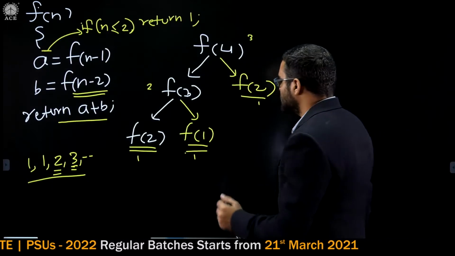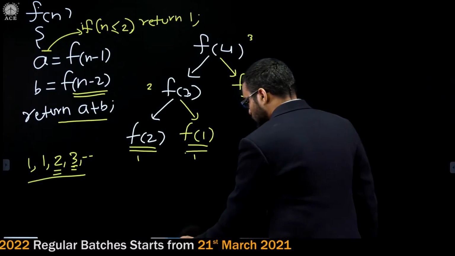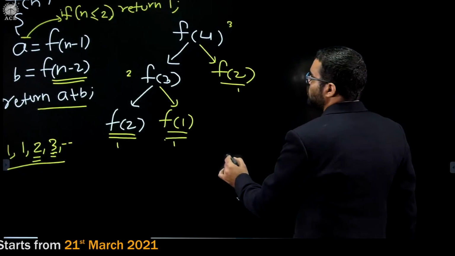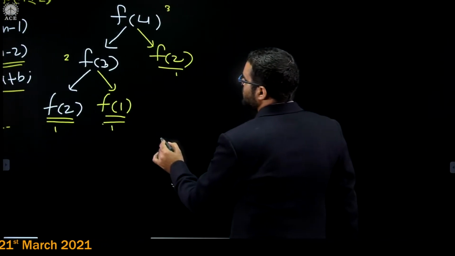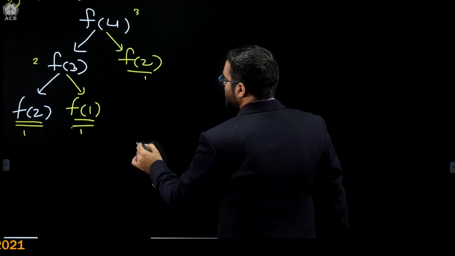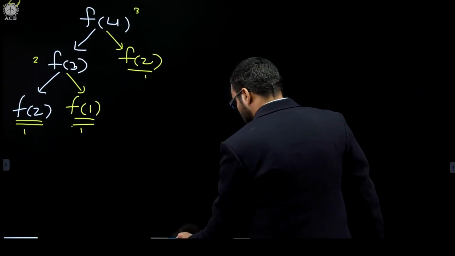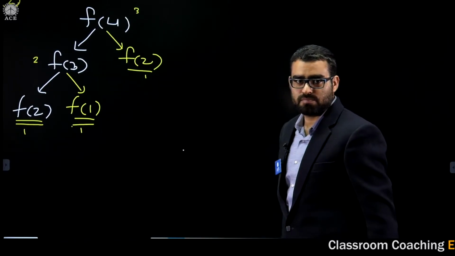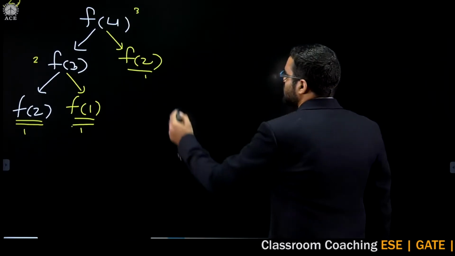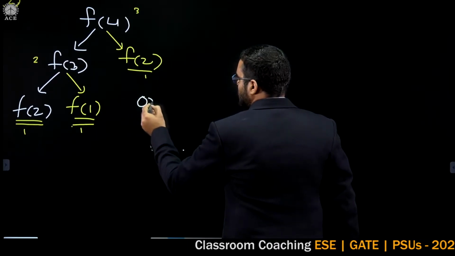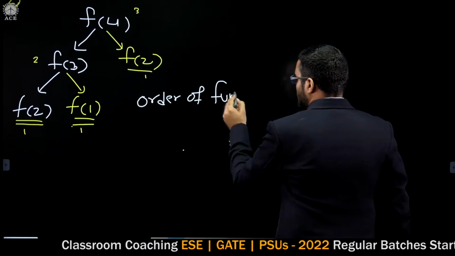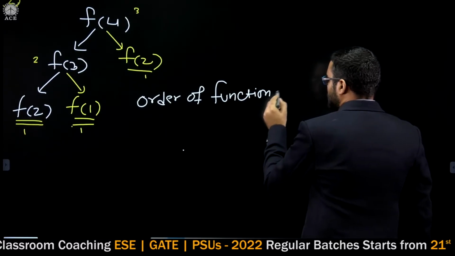Now in this activation tree, we can see a few things. Let's only focus on this f4 activation tree. In this activation tree, what is the order of function calls? Let me write it down. The order of function calls.